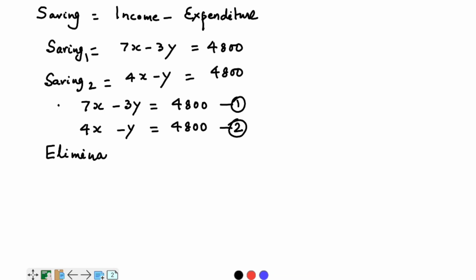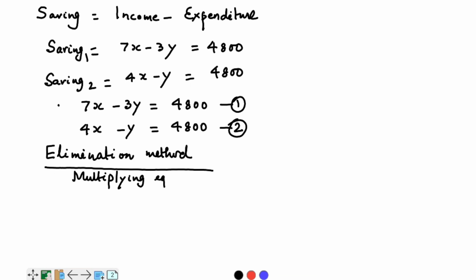So we are going to eliminate one of the variables. Let's eliminate y. How can we eliminate y? Let's first multiply equation 2 by 3 and then subtract equation 1.